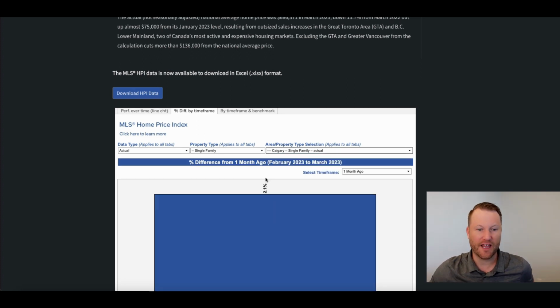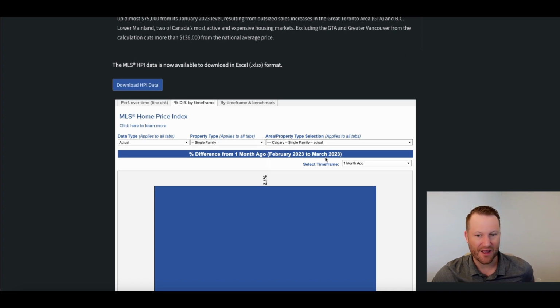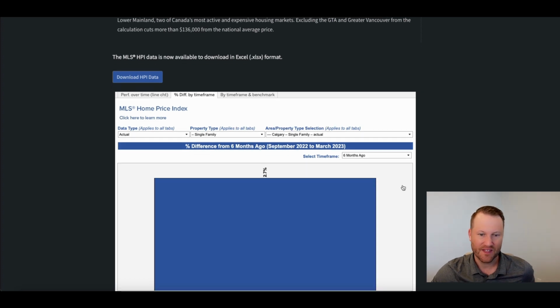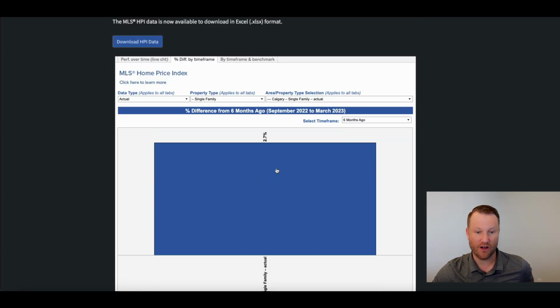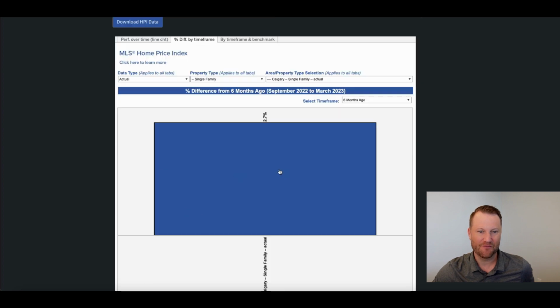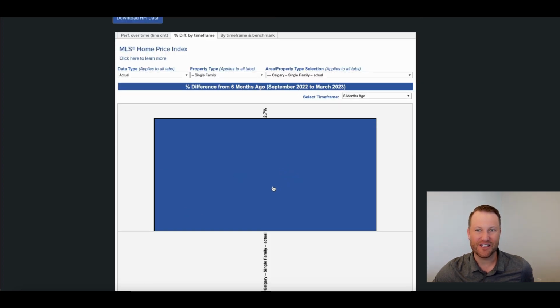Okay, so now what we're looking at is the percentage change in price for Calgary for a single family property going back 1 month. All right, so if I want to go back, say 6 months, I can see here prices are 2.7% higher than 6 months ago. So maybe that might be 5% or so over the whole year in terms of actual operating data that's coming out of the market right now. Okay, so not the cleanest way to do this.